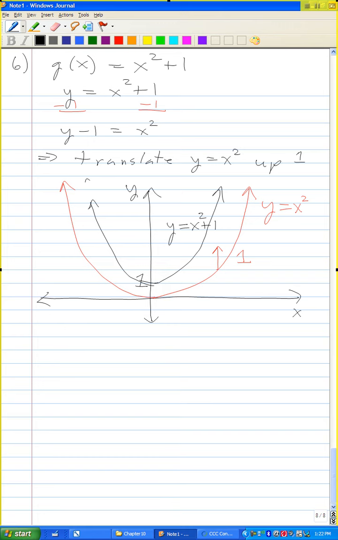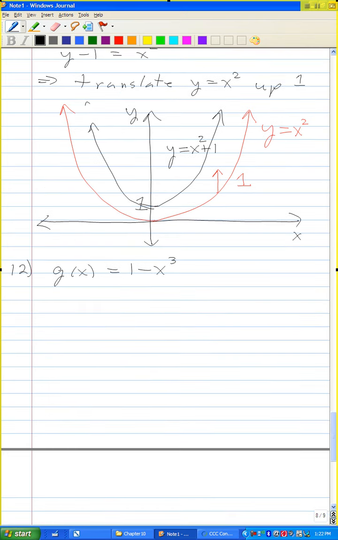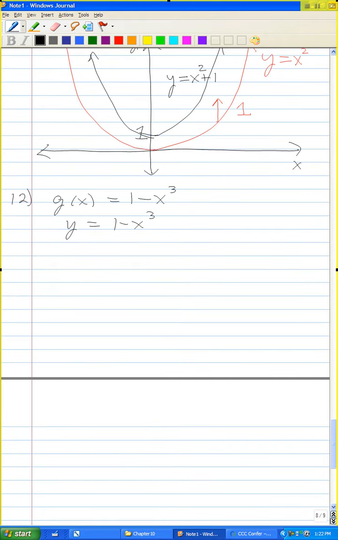Let me do problem number 12. g of x equals 1 minus x cubed. Again, let's replace g of x by y, so y equals 1 minus x cubed. Let me subtract 1 from both sides of my equation. So I get y minus 1 equals negative x cubed.